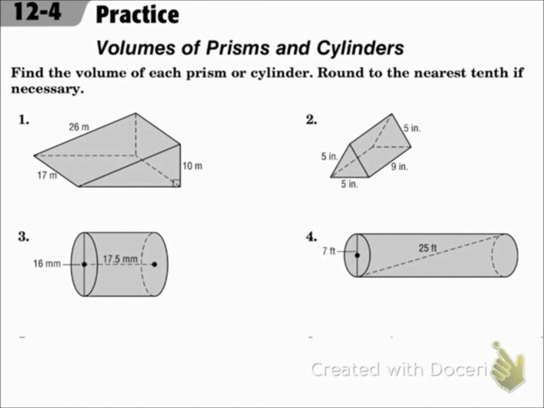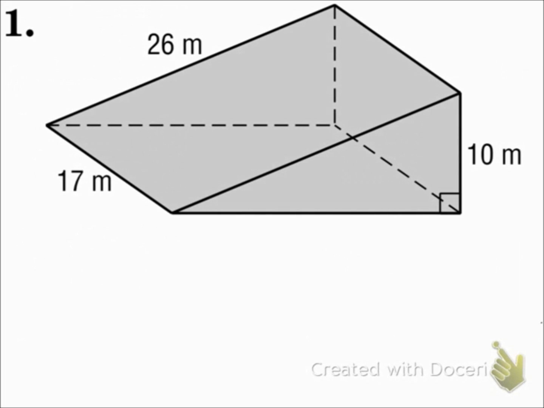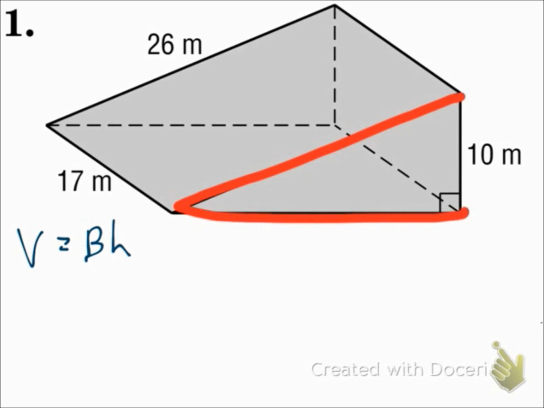This is lesson 12.4, volumes of prisms and cylinders. Your objectives are to find the volumes of prisms and the volumes of cylinders. Find the volume of each prism or cylinder and round to the nearest tenth if necessary. Here we have a triangular prism. The volume of a prism is the area of the base times the height of the prism. On this one, the base is a triangle. So I need to do the area of a triangle to substitute in for big B.